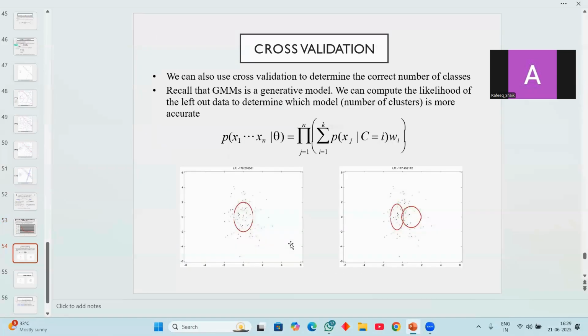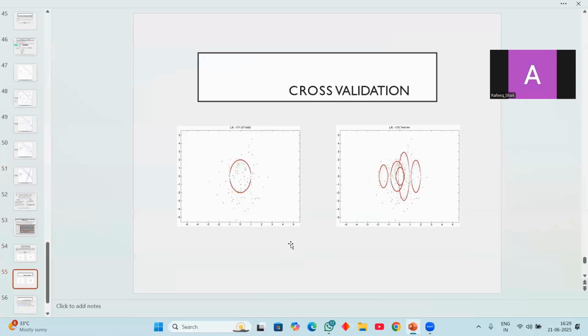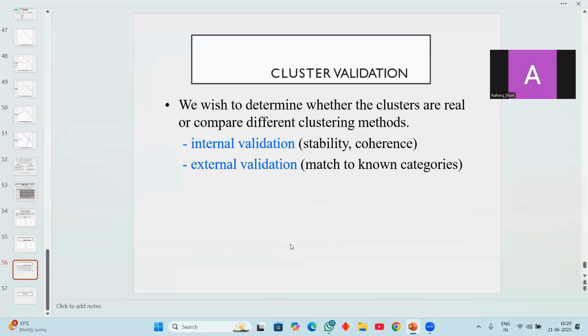So we can see the cross validation of the GMM generative model, and we can see the data. In cross validation, we can see finally internal validation and external validation, like a suitable match with known categories. So we can see the clustering divides like this. Forming clusters is nothing but dividing the set of data in different forms to form perfect groups of data.